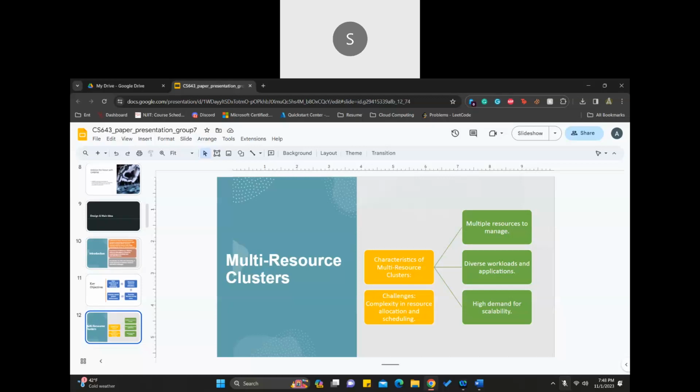So together they form a complex task where every task and resource must fit perfectly to ensure an efficient computing environment. Can we go to the next slide, please?